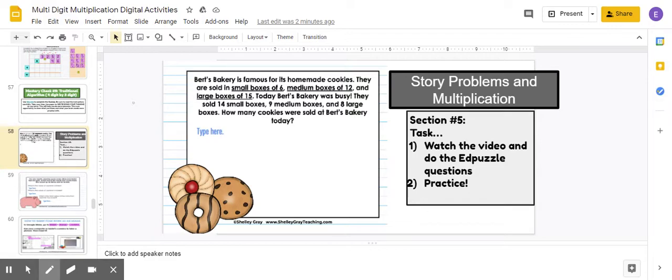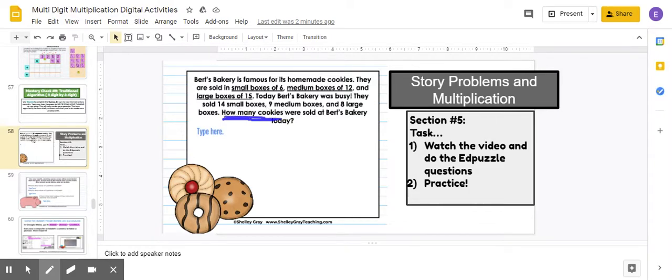So, first things first, we know that Bert has a bakery. It's famous for these cookies. They're sold in different size boxes: small, medium, large. The bakery was really busy. They sold 14 small, 9 medium, 8 large. So, how many cookies in total essentially were sold at Bert's Bakery today? So the grand question, right, is how many cookies were sold?